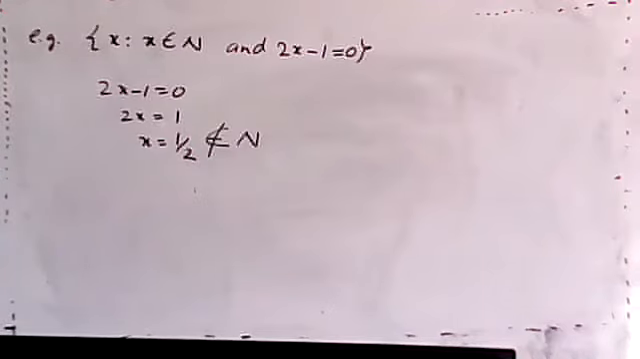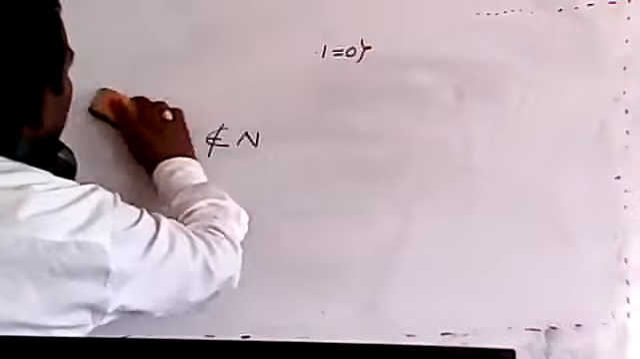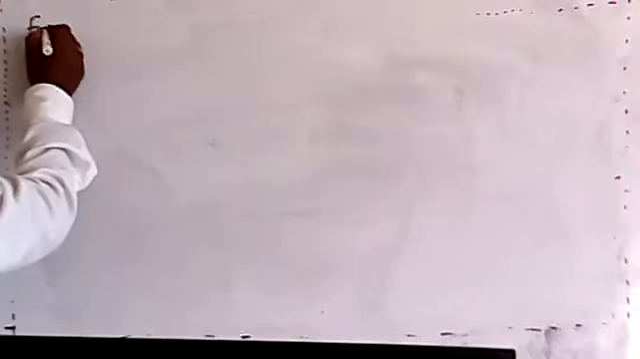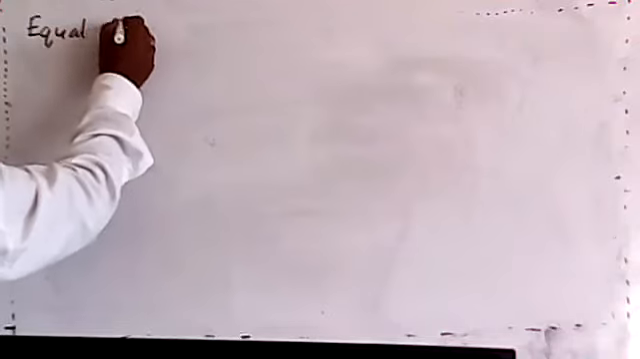Let's see. Now you are really understanding. Okay. Let's see what we call equal sets and unequal sets. For what sets do we call them equal sets or unequal? Equal sets. Okay.